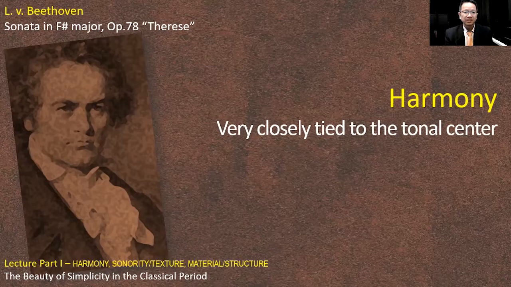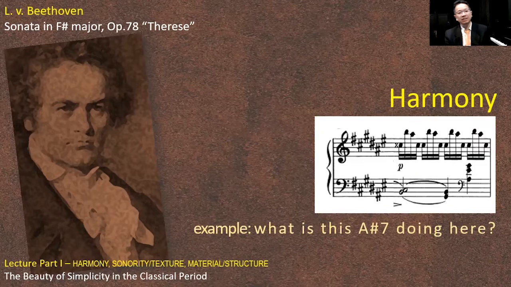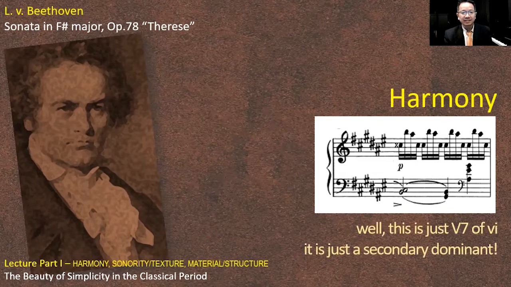But this simplicity in harmony does not mean boring or plain. And I'm going to show you how Beethoven colors the harmony. He made what was ordinary to become extraordinary. Here is an example. What is this A sharp 7 doing here? Well, this is just 5/7 of 6. It is just a secondary dominant.